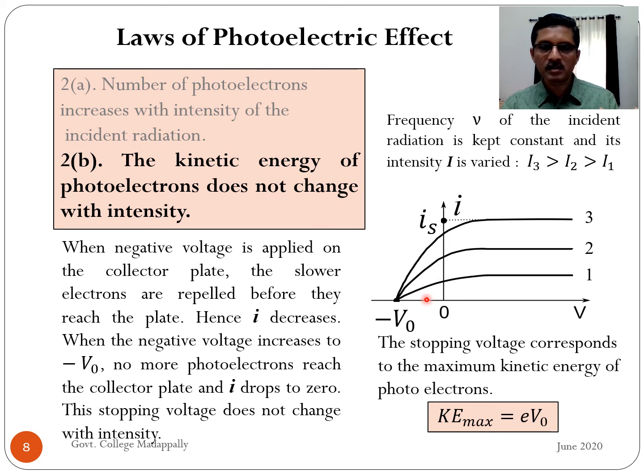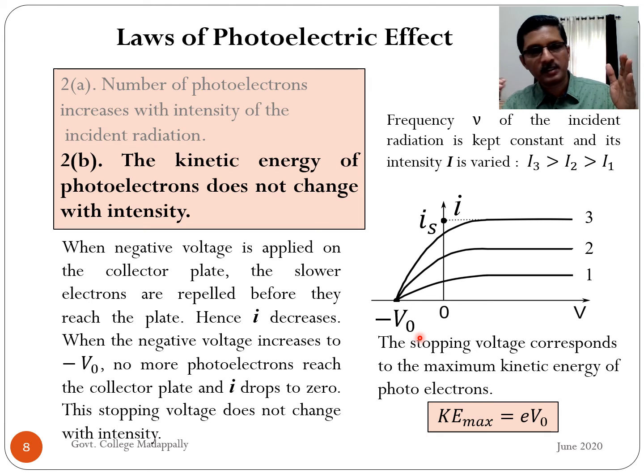But when you increase the negative voltage at the collector plate, even the faster electrons are getting repelled. And finally, at a particular voltage V0, the fastest electrons are getting repelled. So this voltage V0 is a measure of the maximum kinetic energy of photoelectrons. The relationship is kinetic energy maximum equal to eV0. Okay, we know that when a charged particle is here, what is happening is deceleration, not acceleration.